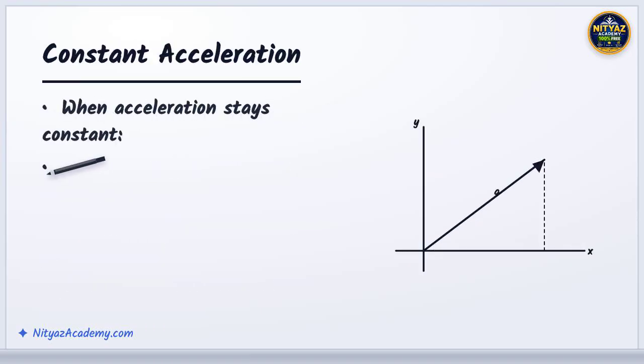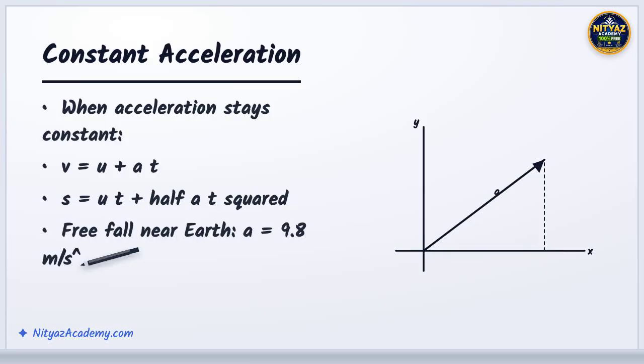When acceleration is constant, two equations do almost everything. Final velocity equals starting velocity plus acceleration times time. Displacement equals starting velocity times time plus 1/2 acceleration times time squared. A perfect real example is free fall. Ignoring air resistance, gravity gives every object the same downward acceleration of about 9.8 meters per second squared.